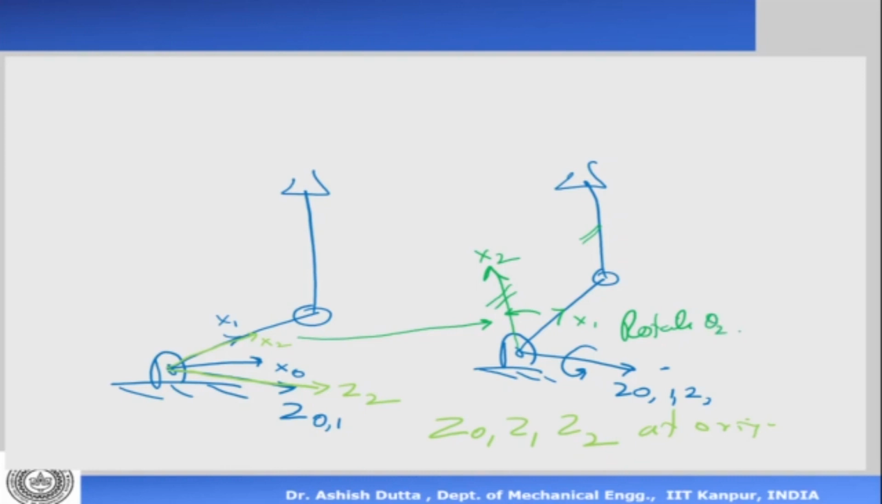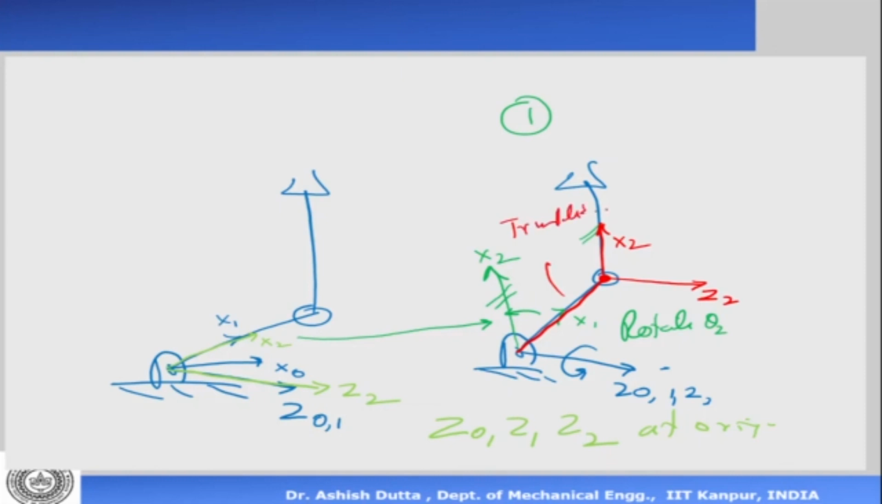Okay, and this is my first transformation, rotation. Then I translate the origin of 2 here. So Z2 has gone there, and my X2 is this side now. Now what did I do here? I translated.